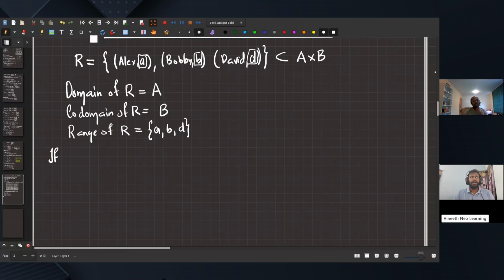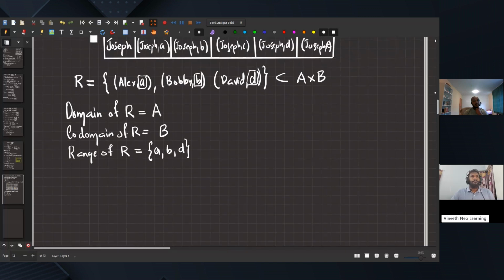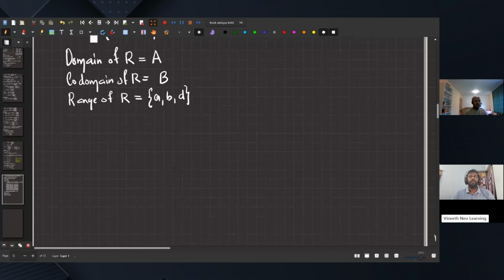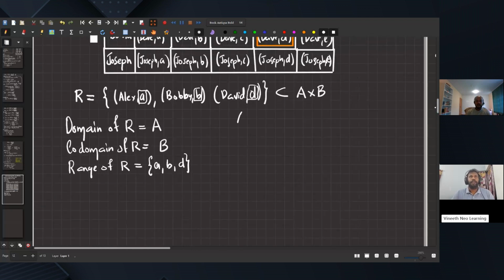No, not range and codomain, meaning every element of the domain is present in the ordered pair. Every element is the domain. What's the domain here? Here the domain is A. A is the set Alex, Joe, Bobby, Dave, and Joseph.